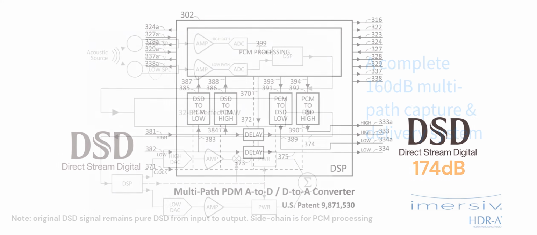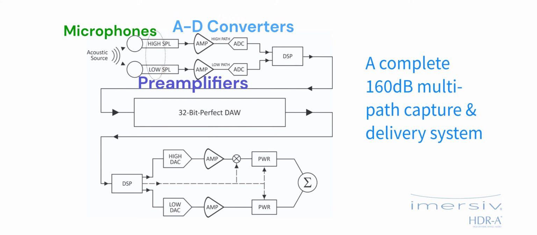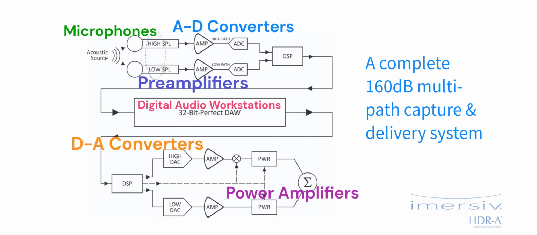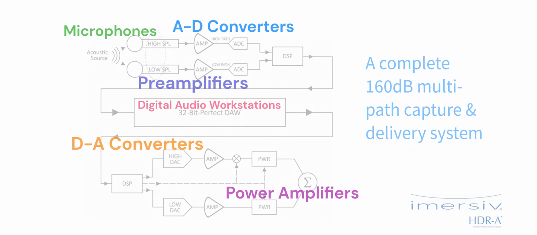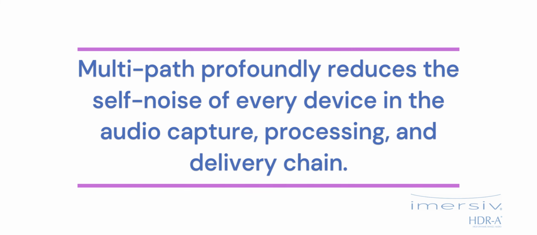The future of very high-performance audio is multipath. This includes microphones, preamps, A to D and D to A converters, digital audio workstations, and power amplifiers. Effectively, what we're doing is reducing by up to 2 orders of magnitude the self-noise of every link in the audio capture and delivery chain.